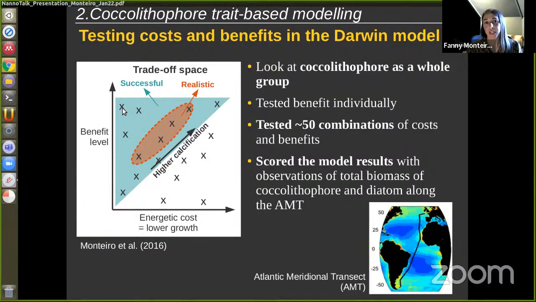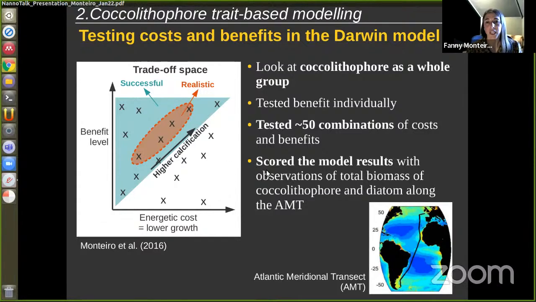So in this diagram, each cross is a different experiment, which has a different level of benefit and different energetic cost. We tested 50 different combinations of cost and benefits. For instance, the cross here was a high benefit for light protection with a low cost, and this experiment here was a high benefit for grazing protection and a high energetic cost.